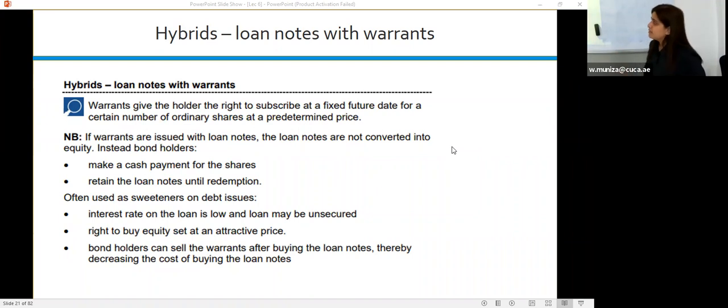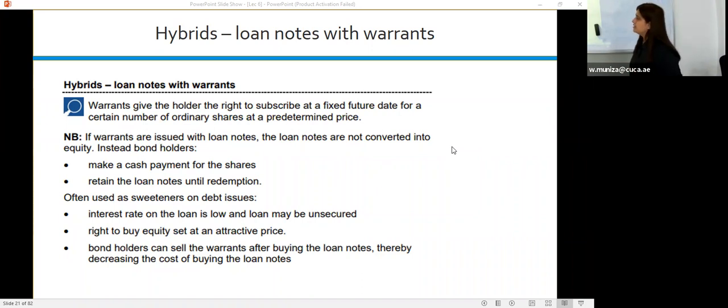They say if warrants are issued with non-notes, the non-notes are not converted into equity. Instead, bondholders make a cash payment for the shares and retain the non-notes until redemption. Warrants are often used as sweeteners on debt issues.